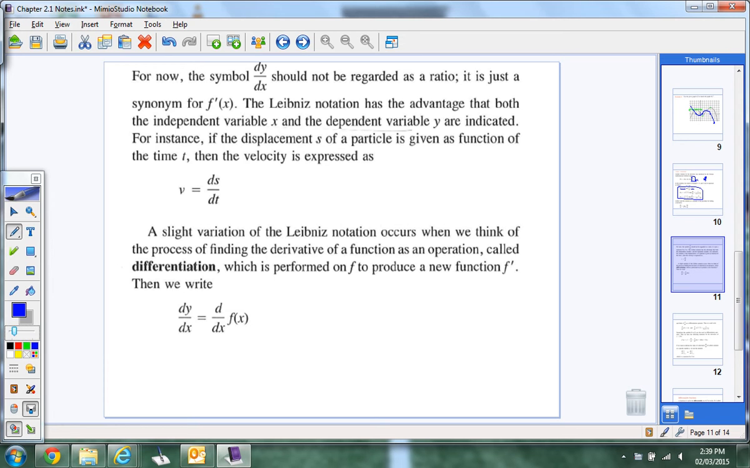Okay, so for now, the symbol dy dx should not be regarded as a ratio. It is just a synonym for f prime of x. So that just means, again, when you see this, think about derivative. And we can use this in different notations with the same respects, like with velocity. It could be d of s over d of t, just the derivative of s with respect to t. So that would just be like, as t determines your speed, so it's just another way you could write that, and we'll use these in our applied problems later.